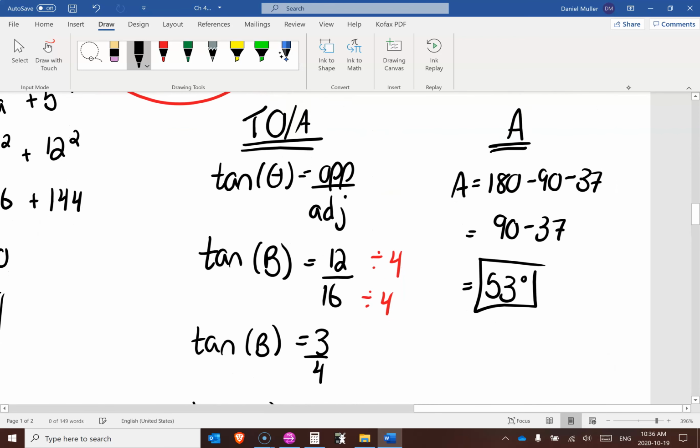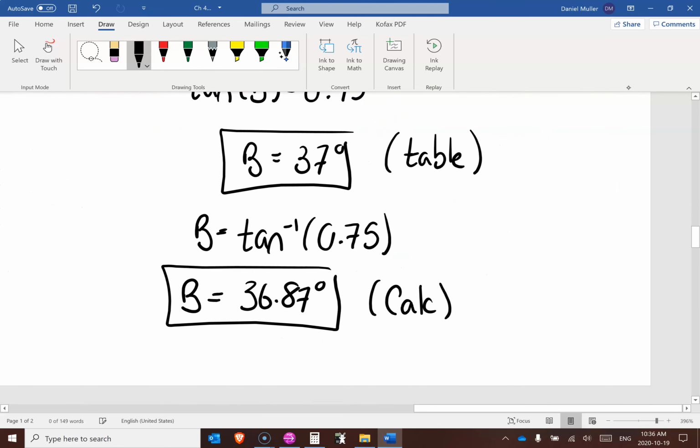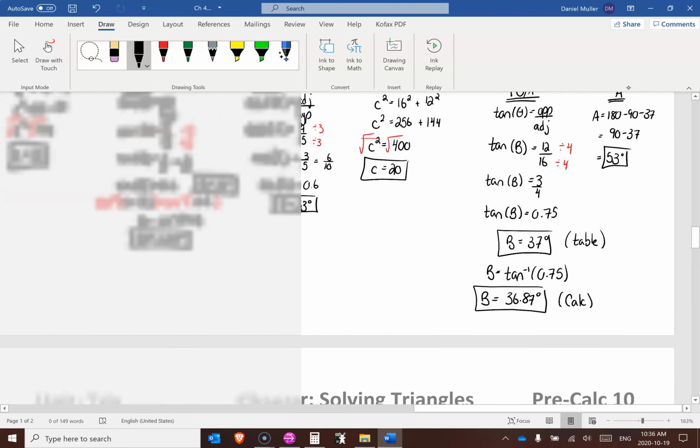Sorry, I didn't want to box that. 53 degrees. Did I put the degree symbols there? Yes, I did. So there you have it.